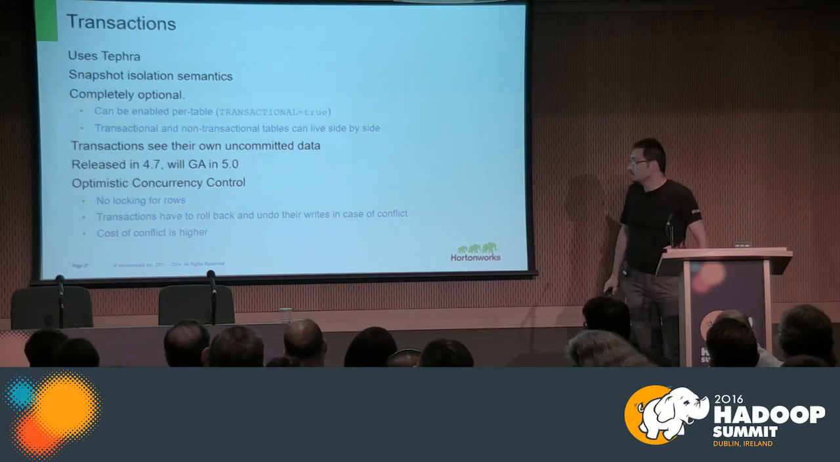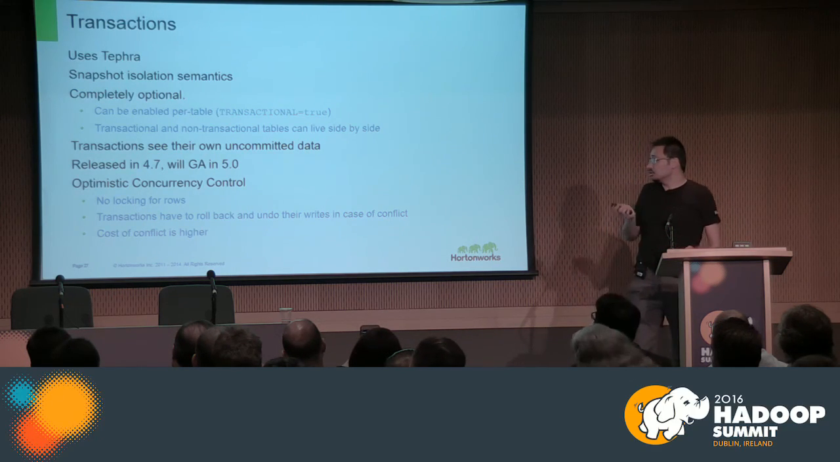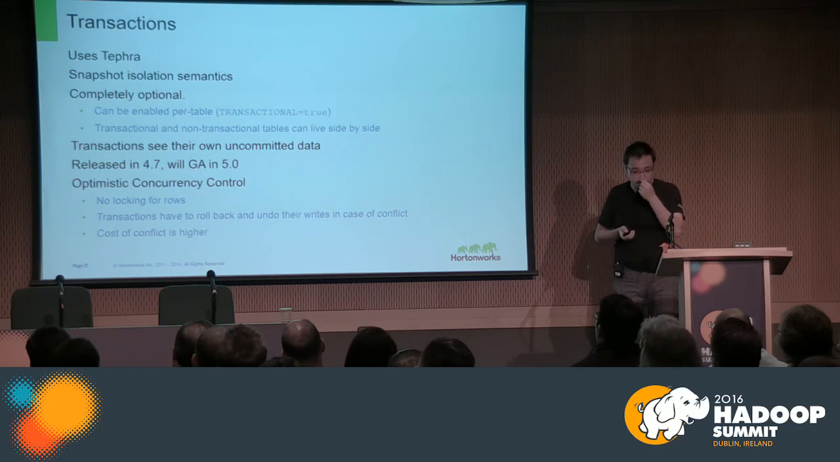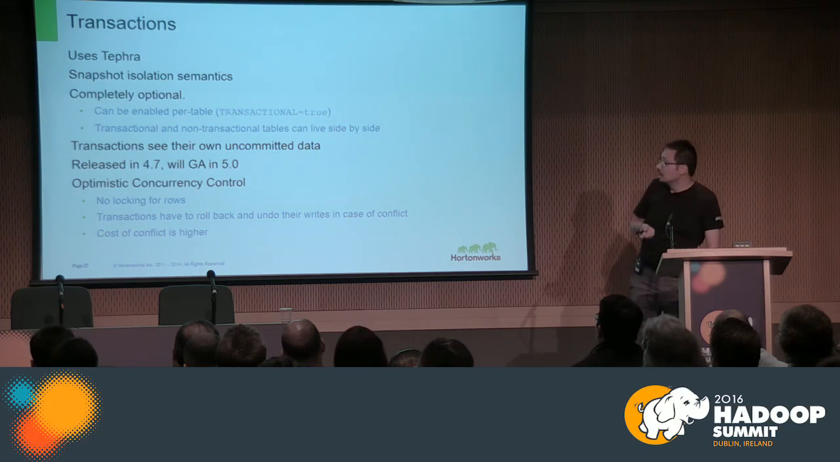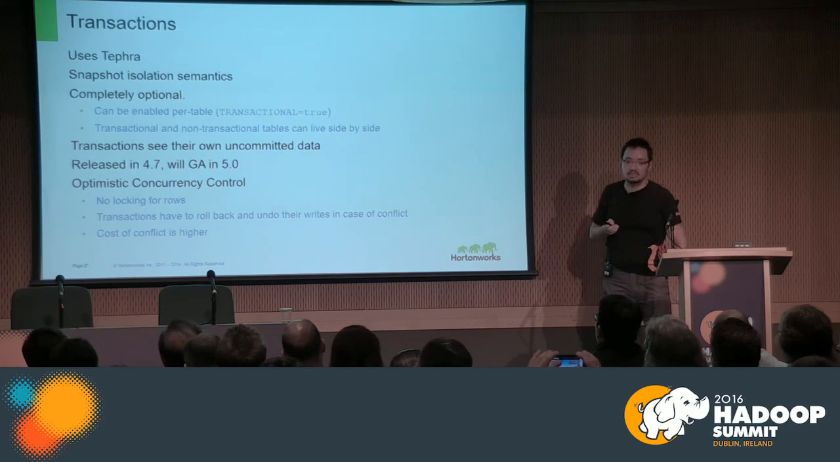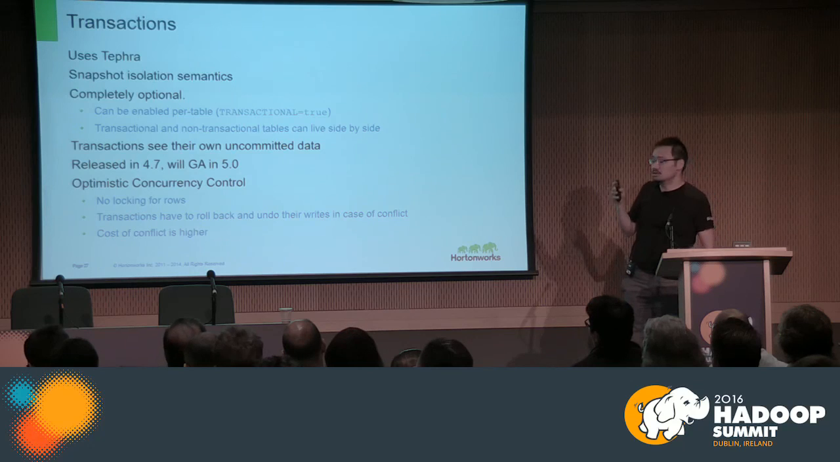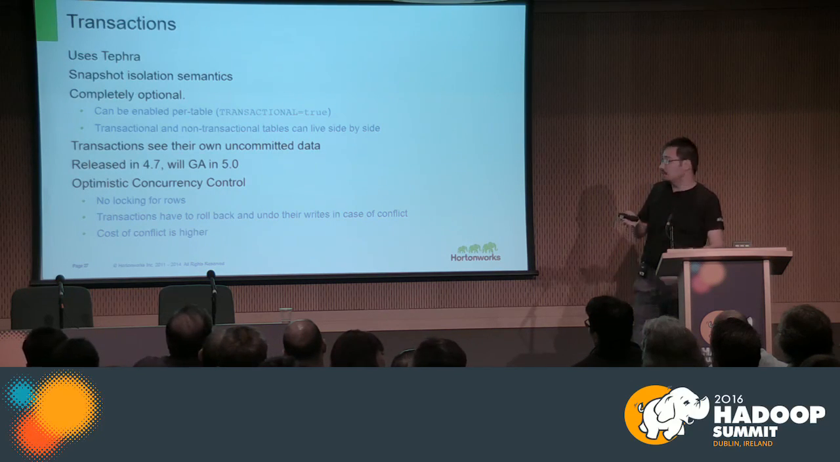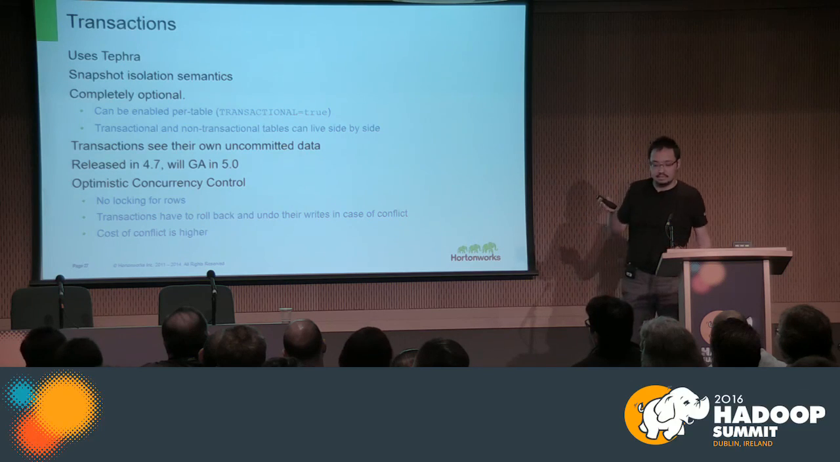All right. So transactions is another feature that's been recent in 4.7. It uses a project called Tephra, which is now in Apache incubation. Tephra implements snapshot isolation for HBase. You can use it with or without Phoenix, obviously. It's a layer on top of HBase that you can use, but Phoenix transactions has been implemented using Tephra as a library, right?